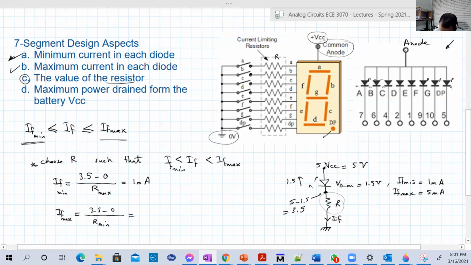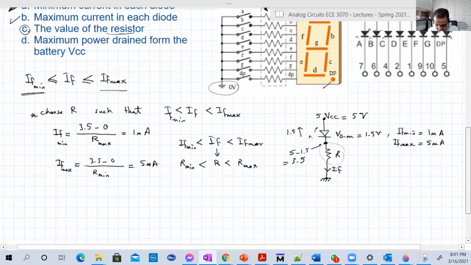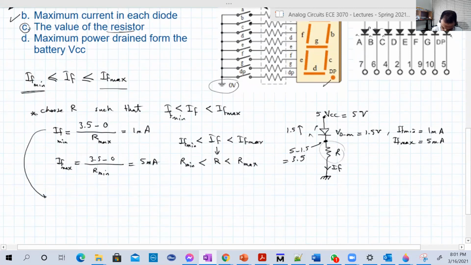3.5 minus 0 equal to 5 milliampere. So basically, for IF to be greater than IF minimum and lower than IF maximum, that means R should be greater than R minimum and less than R maximum. So let's determine R min and R max. From here, R max equal to 3.5 kilo ohm.